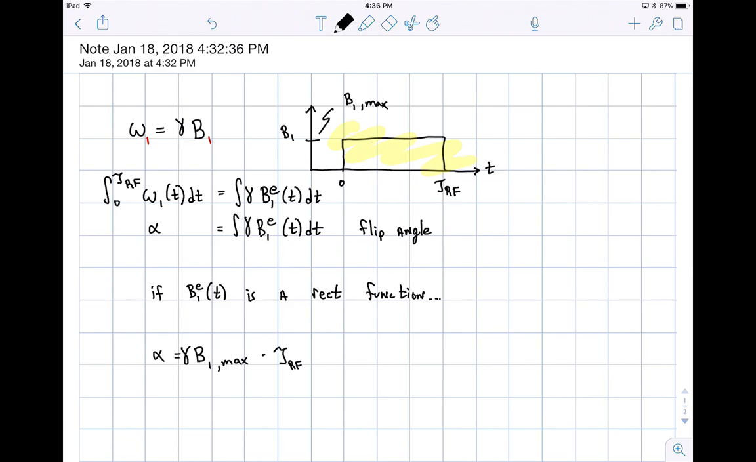And so this becomes a relatively easy design problem. We saw an example of this sort of midway through the last lecture. The problem we're often faced with is that we have a specific alpha that we want, right? We want a 90-degree pulse, we want a 180-degree pulse. And so we pick our alpha. Gamma, of course, is defined for us by the chemical species that we're interested in. Our system usually has a maximum B1 max. And so then the design problem is simple. What is the time that will give you the flip angle that you want?